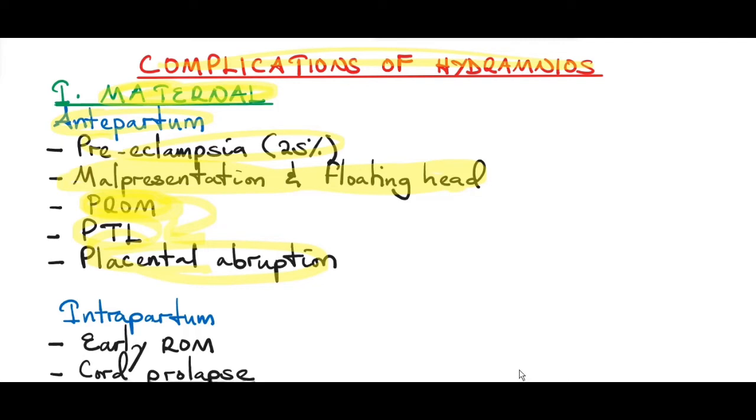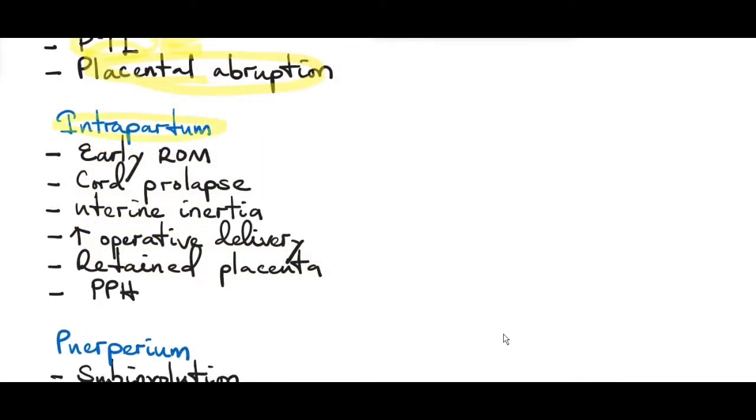Sudden escape of the amniotic fluid can actually cause a decompression syndrome and just pull down the placenta with it. So you can end up with a placental abruption. Intrapartum maternal complications of polyhydramnios. So this occurs during labor. You can have early rupture of membranes like we discussed above. You can have cord prolapse.